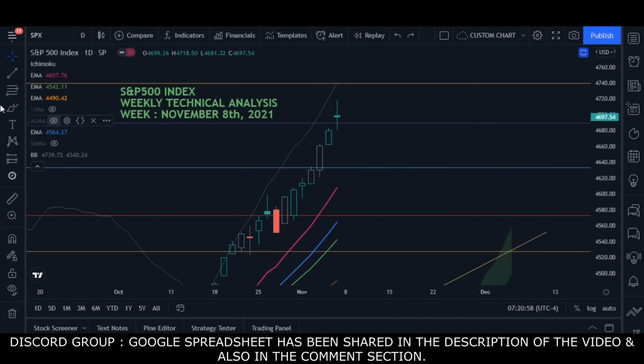If you see the Bollinger Band, the market is moving on the daily basis. This is the daily chart. On the daily basis, the market is moving above the SMA of the Bollinger Band.